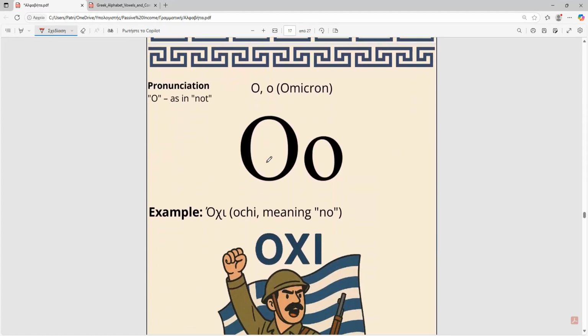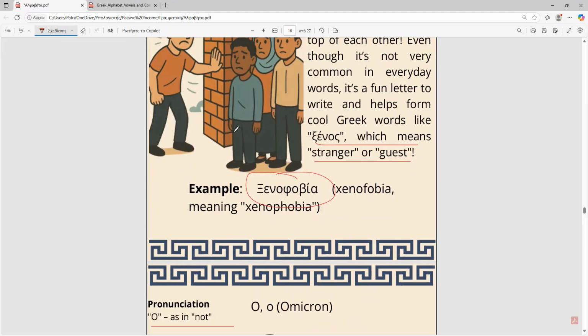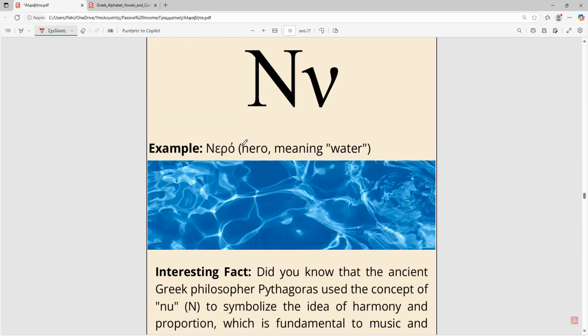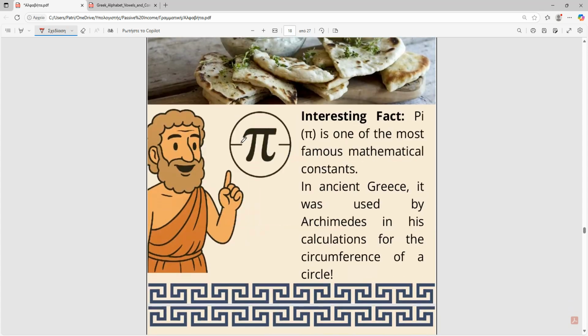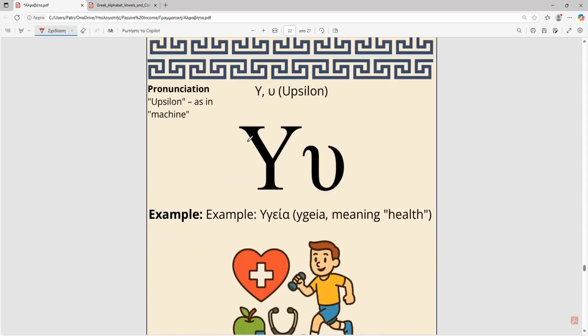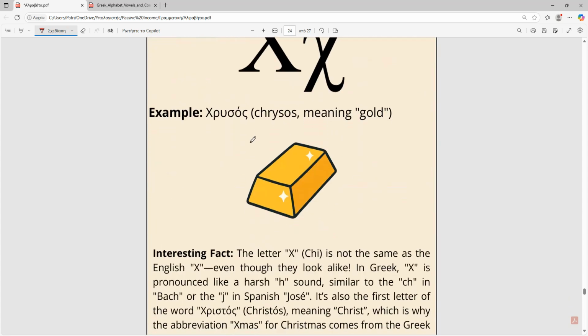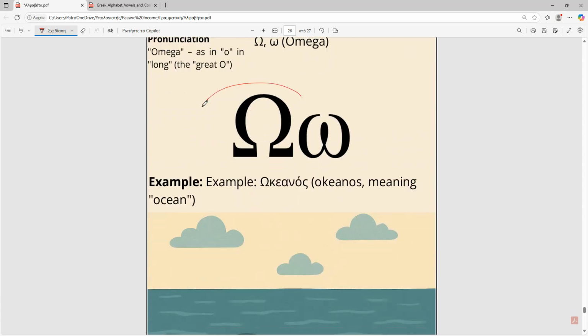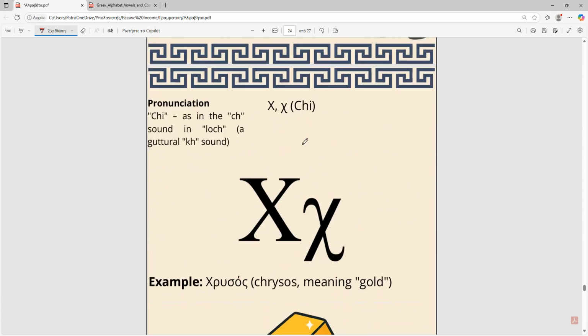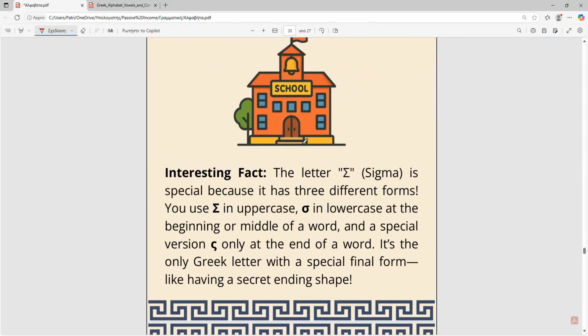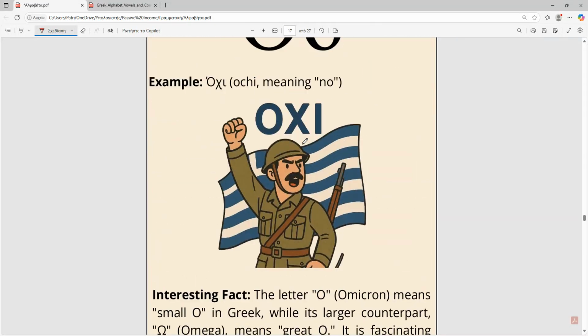Then we have Omicron. This is the second O, because this is the same pronunciation as this one. Or basically, as this one, we are going to see at the end. Sorry, the Omega. Okay, sorry, a spoiler alert. Yeah, this one. It's the same pronunciation. We are going to see it in just a minute. But first, let's go a little bit here.